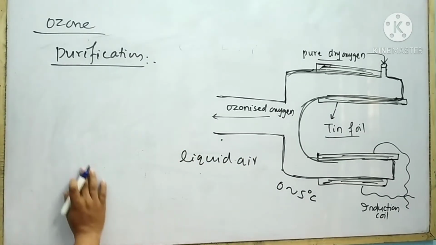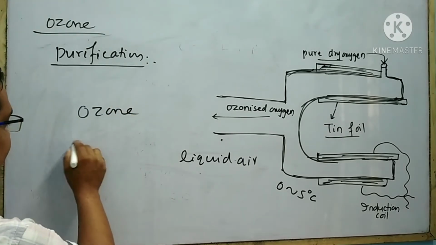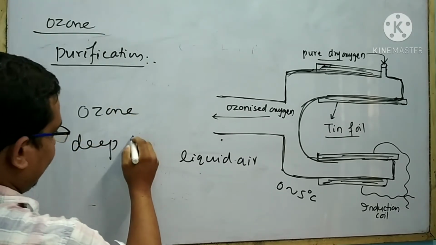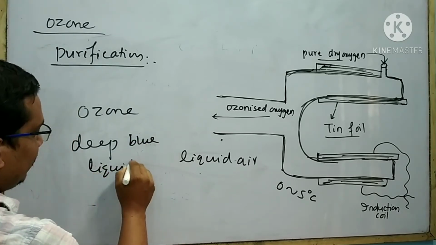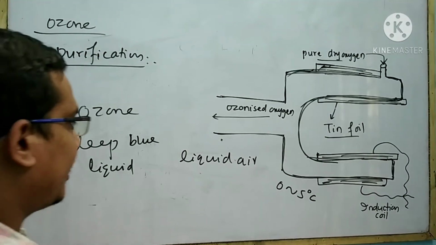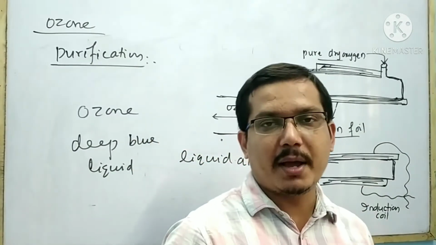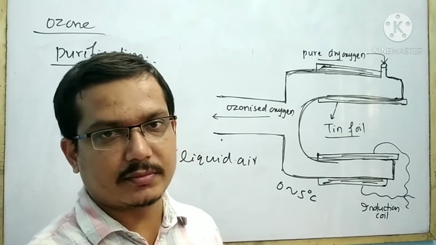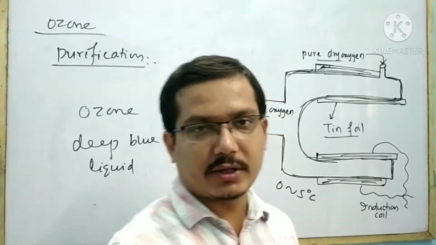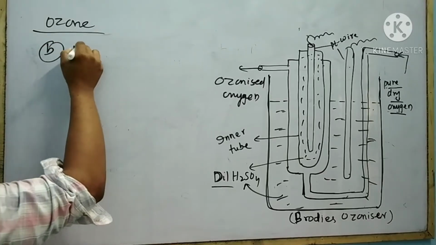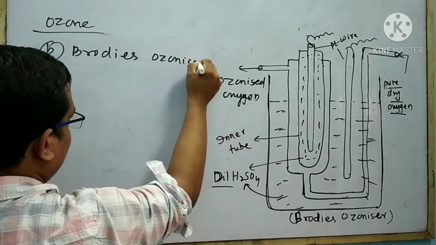At this condition, the ozone condenses to deep blue liquid while oxygen remains as gas. Now pure ozone is obtained by fractional distillation. This is all about the Siemens ozonizer. Next I will discuss the Brodie's ozonizer.